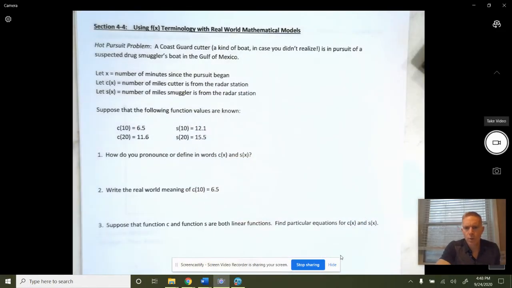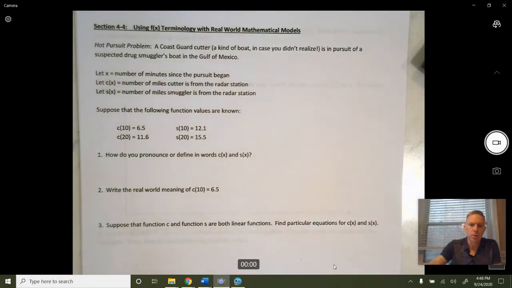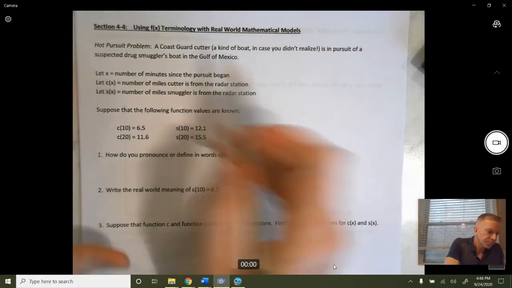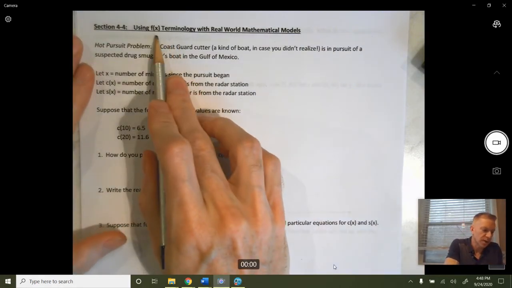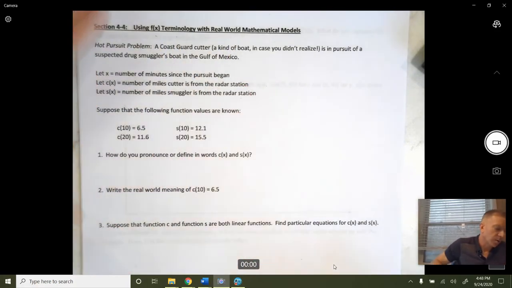All right, so we're going to do 4-4 systems as models. So basically what we're doing here is word problems, when you use systems of equations to solve word problems in the real world, using function notation, f of x terminology with real world mathematical models.